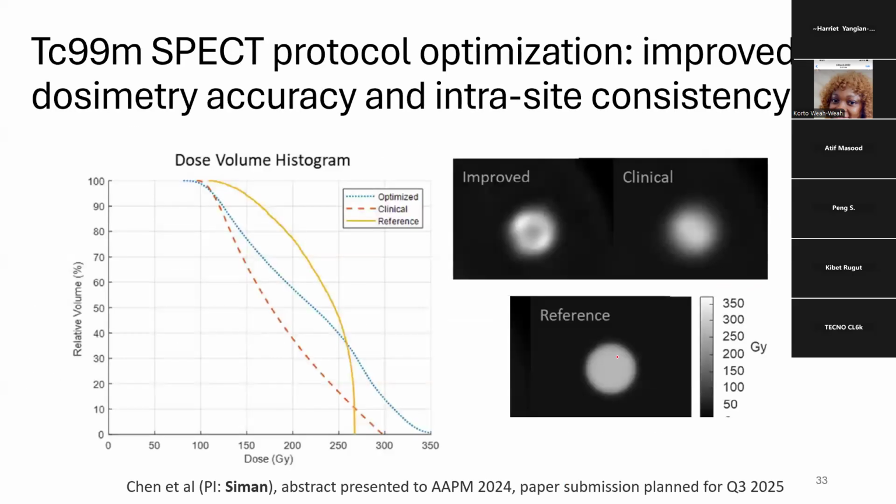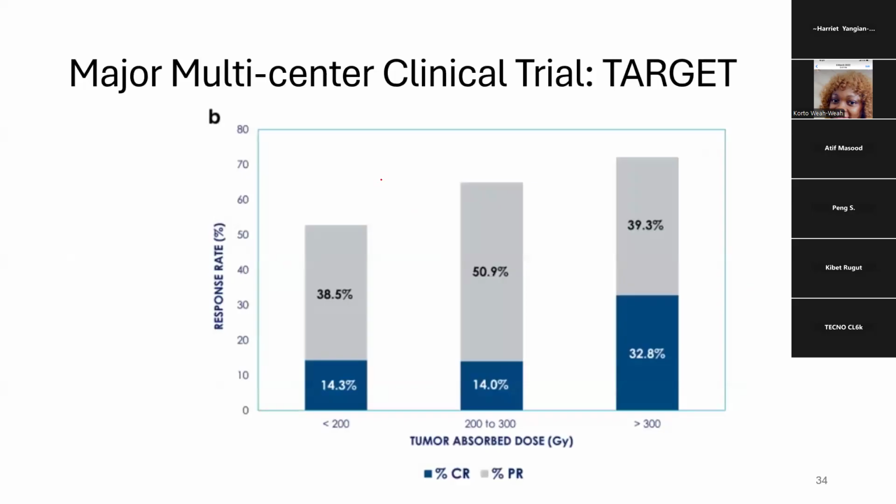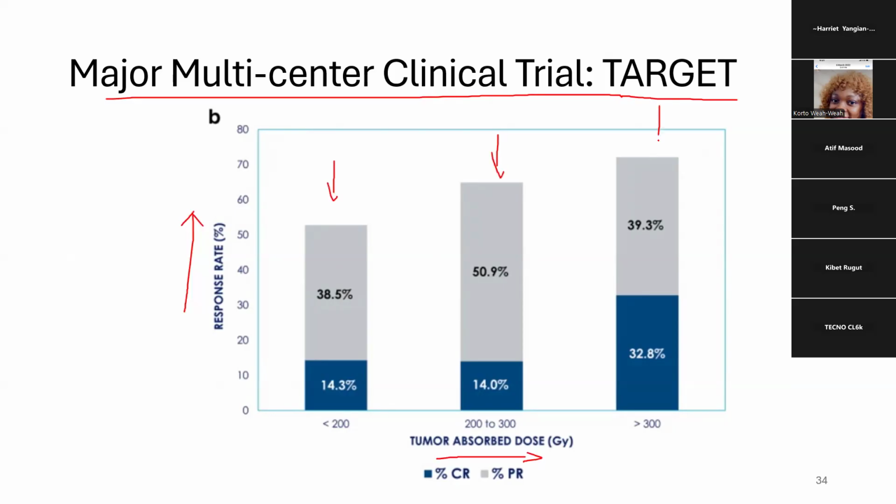Yeah, this is the same. But anyway, why am I showing you this? What you see here is a major clinical trial for Y90. The chart shows absorbed dose versus response rate, with non-responders, partial responders, and complete responders. If you look at the x-axis, 200 to 300 versus 300, the difference here is only 100 gray, right?